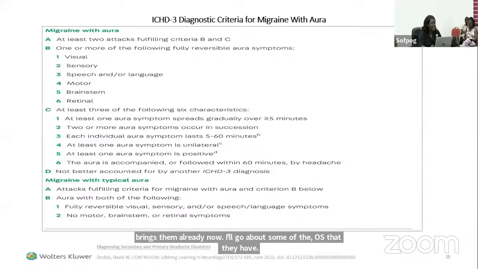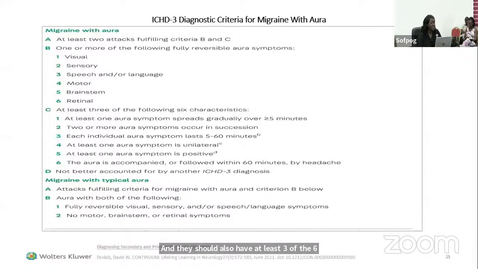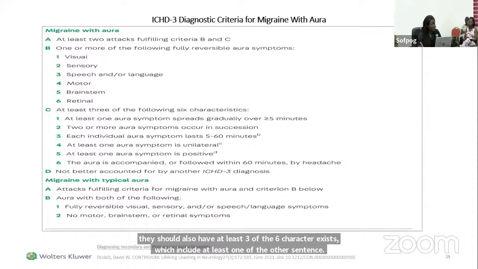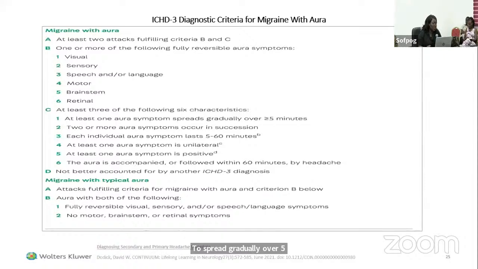And they should also have at least 3 of the 6 characteristics, which include at least 1 aura symptom spreading gradually over 5 or more minutes, or 2 or more aura symptoms occurring in succession. Each individual aura symptom lasts 5 to 60 minutes. Remember, we described that in the aura stage. And at least 1 aura symptom is unilateral, and at least 1 aura symptom is positive, that is, something they are seeing or hearing, not a negative symptom. And then the aura is accompanied or followed within 60 minutes by the headache.